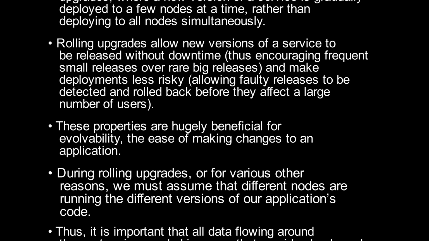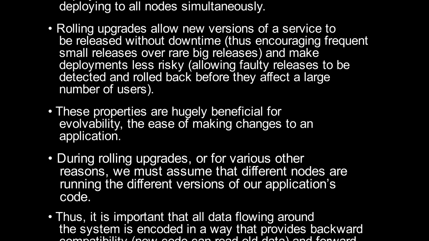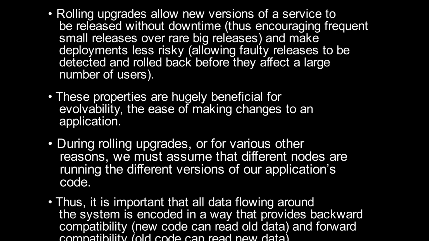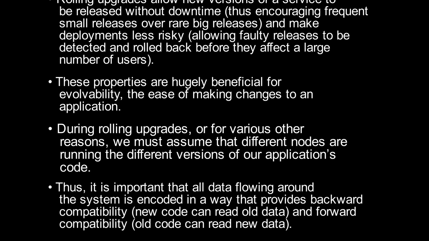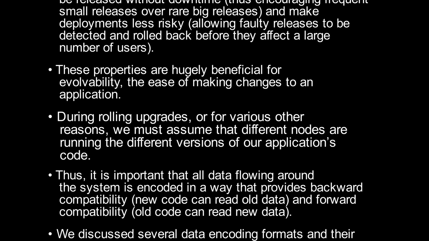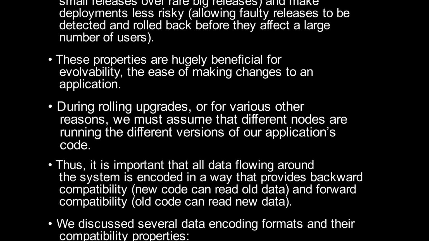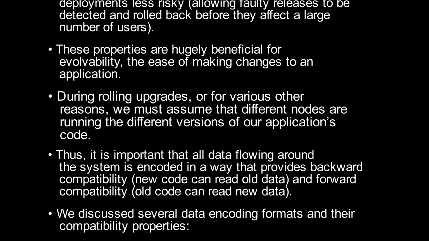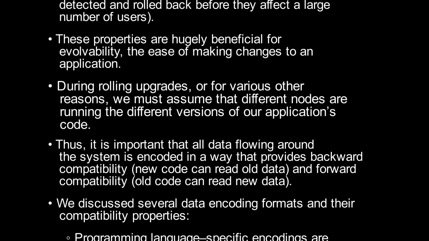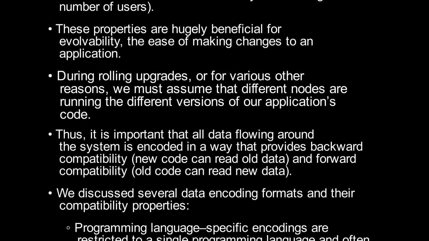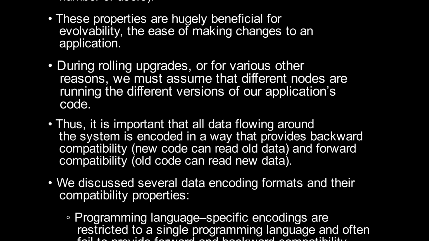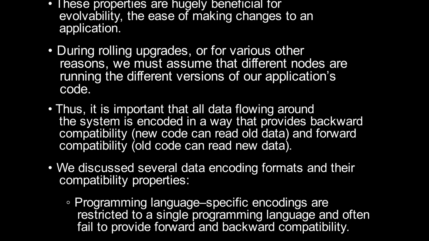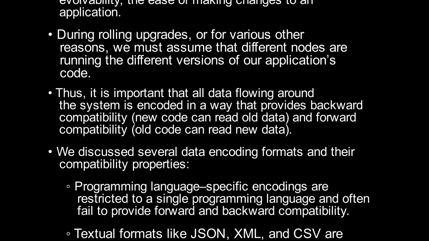During rolling upgrades, or for various other reasons, we must assume that different nodes are running different versions of our application's code. Thus, it is important that all data flowing around the system is encoded in a way that provides backward compatibility: new code can read old data, and forward compatibility: old code can read new data. We discussed several data encoding formats and their compatibility properties.